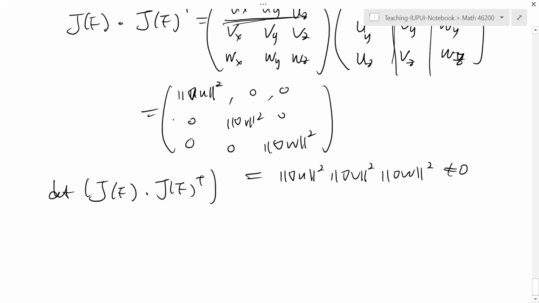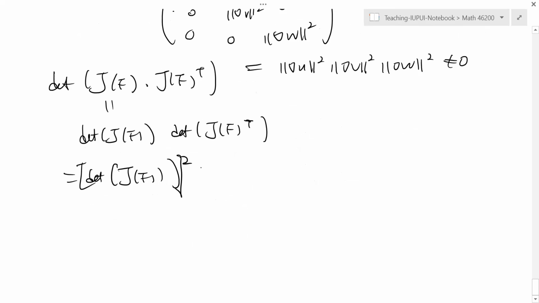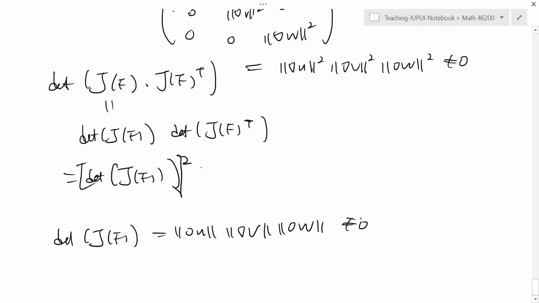But from linear algebra, the determinant of the product of the two matrices is the determinant of the Jacobian times the determinant of the transpose of this Jacobian itself. So you will get the determinant squared.